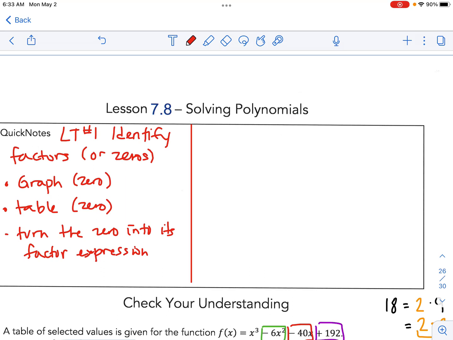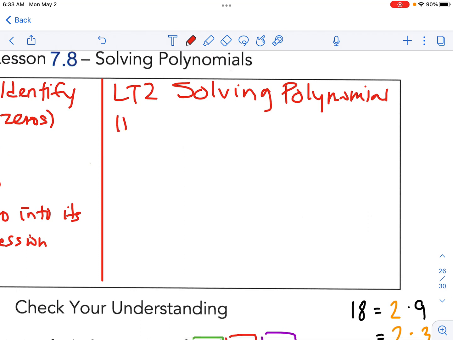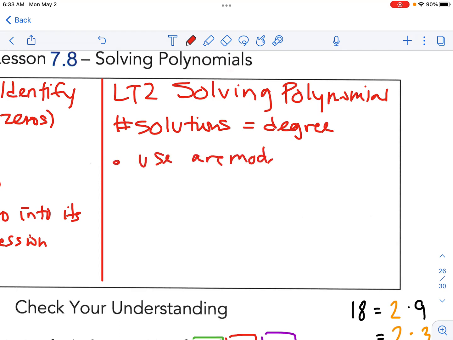Okay, learning target 2 is the meat and potatoes, right? It's solving the polynomial. The first thing we're going to do: number of solutions equals the degree, right? Number of solutions equals degree. Some solutions might be complex, we don't know. But the first thing we do is we use the area model.